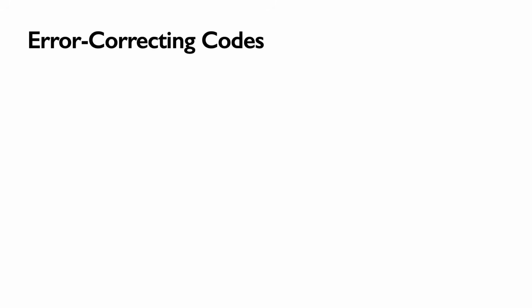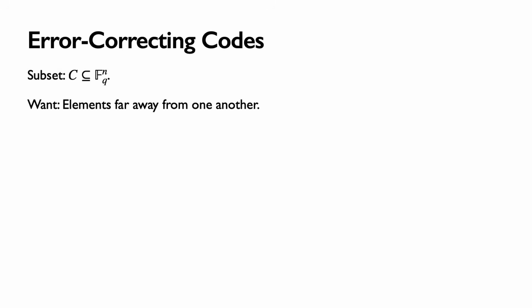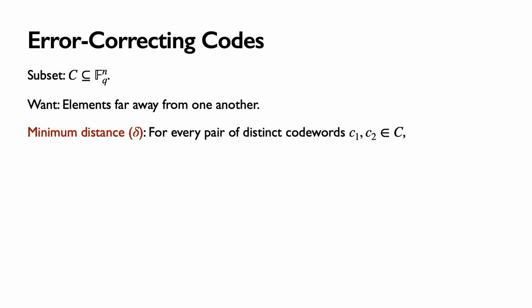So I'll define what error correcting codes are first. Simply speaking, they're a subset of F_q^n. And we want the elements in a code to be far away from one another for some formally defined notion of far. There are many formally defined notions of far that people have studied in the literature, and we'll be looking at a few of them in this talk. But a good one to get started with is minimum distance.